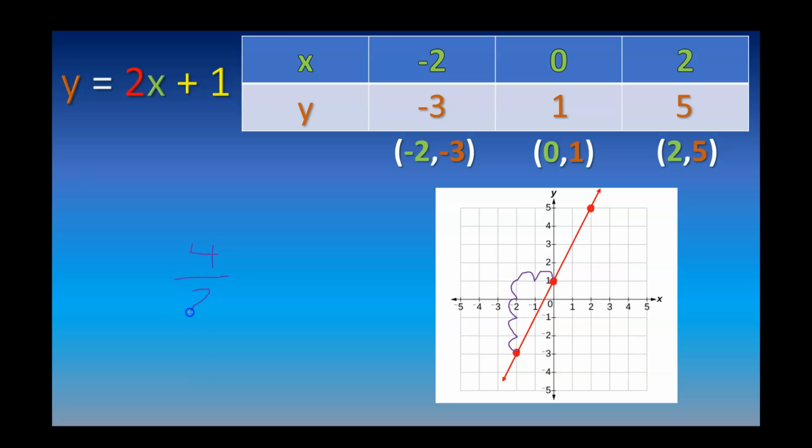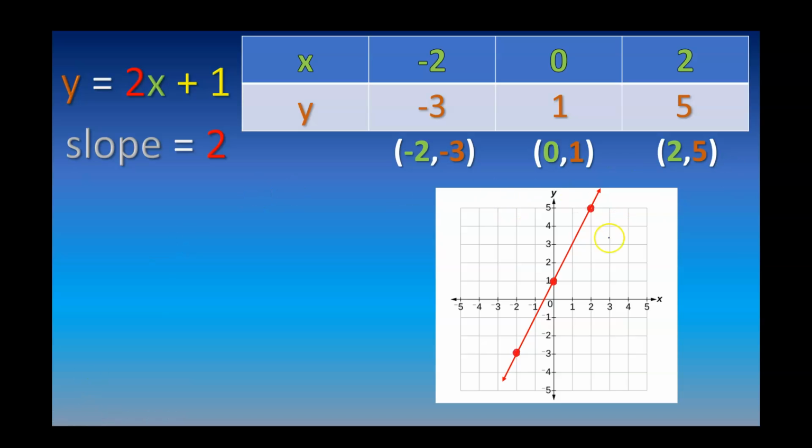Since we went up, that's a positive 4. And since we went to the right, that's a positive 2. We can simplify 4 over 2 down to just 2. And that's important because the number 2 is right here in our formula. The number that goes in front of the x, the number that you will multiply by whenever you're doing an equation of this type, will always end up being the slope of the line that you create.